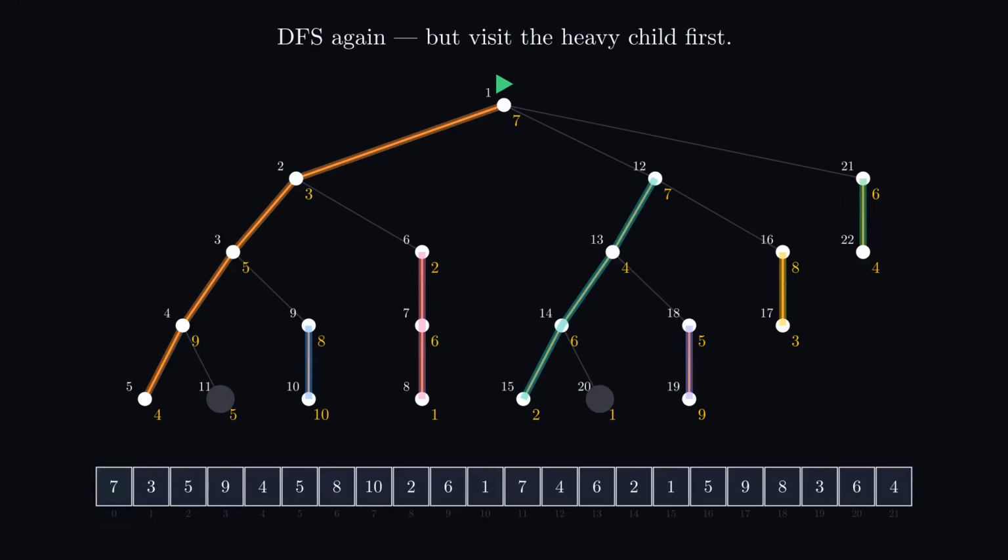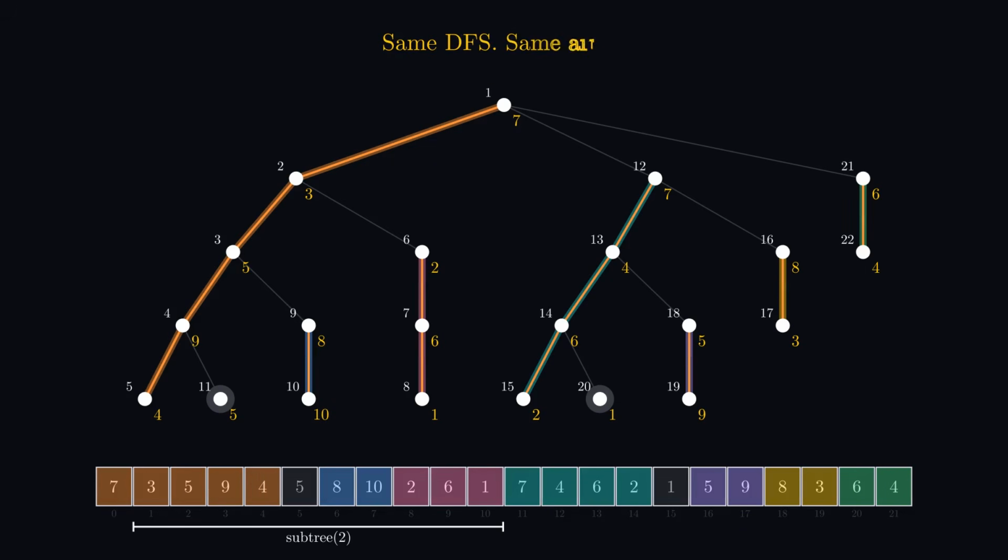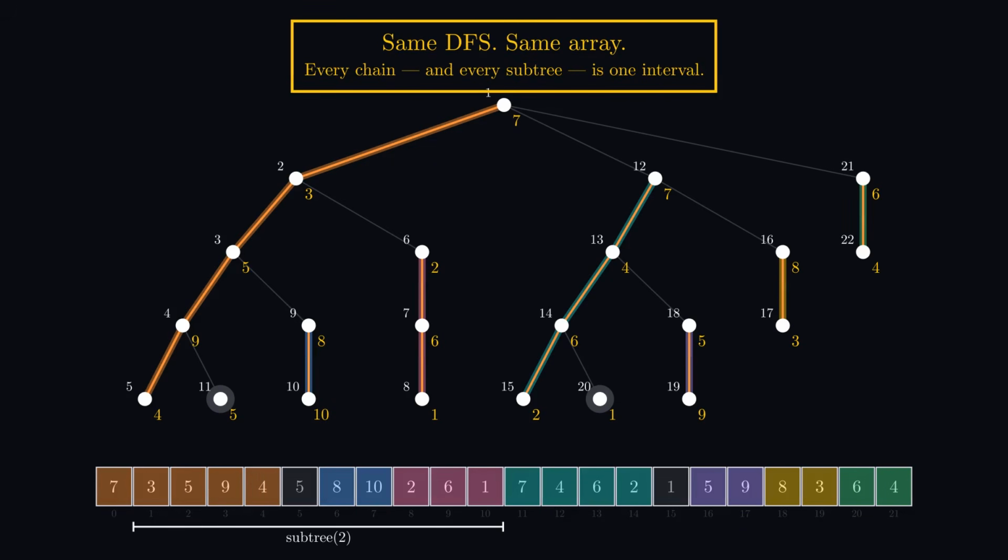Now the trick: run the DFS again, but always recurse into the heavy child first. Same array, just deterministic ordering. And look, every heavy chain lands as a contiguous block. The spine at positions 0 to 4, the next chain at 11 to 14. The subtrees, still contiguous. Same DFS, same array.